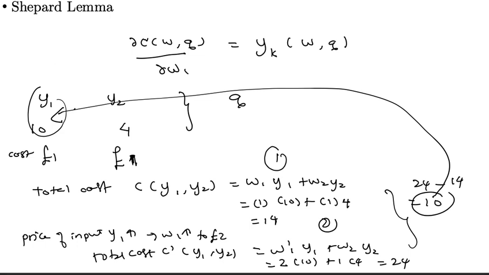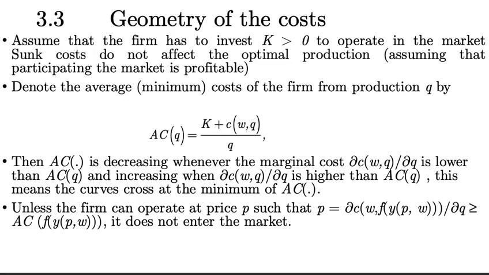Alright, so let's crack on. So we want to look at the geometry of the cost, and this is very basic actually. This is just a repetition of what you have done in the principles. Let's say the firm has to invest some positive value K to operate in the market, and some costs do not affect the optimal production. Assume that if we engage in the market, it's always profitable. So we don't miss a lot of costs, especially sunk costs.